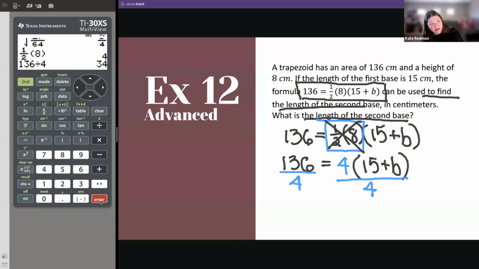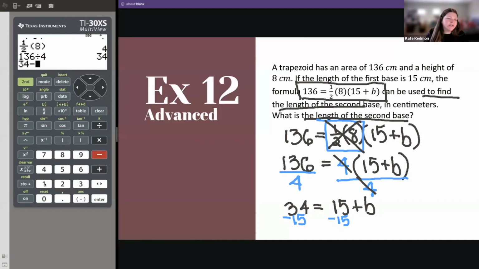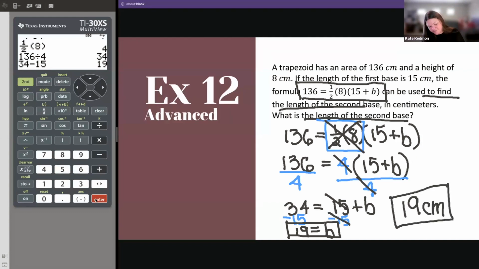Left-hand side, that is 34. And that's going to be equivalent to, well, multiplying and dividing by 4 cancels. So I just have that 15 plus B. B is not alone yet. Let's subtract away the 15. 34 minus 15 is 19. And that's going to be equal to, well, 15 minus 15 is 0. So I have 0, or nothing, plus B. Nothing plus B is, of course, just B. And so the length of the second base here is 19 centimeters.